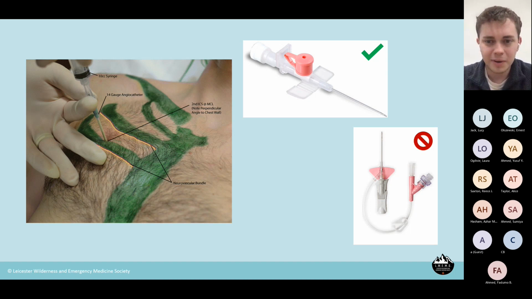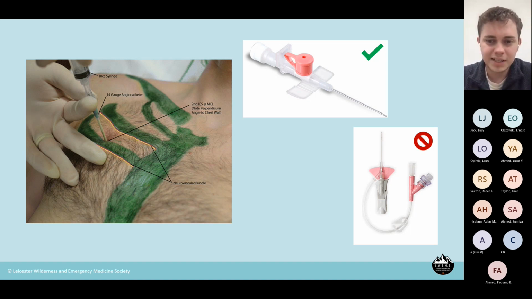In a very noisy environment, like an A&E department, for example, you can attach a syringe with some saline in, put that in, and then watch for bubbles appearing in the saline as you withdraw back on the syringe. That's also another way to confirm that you've got it in the right place.